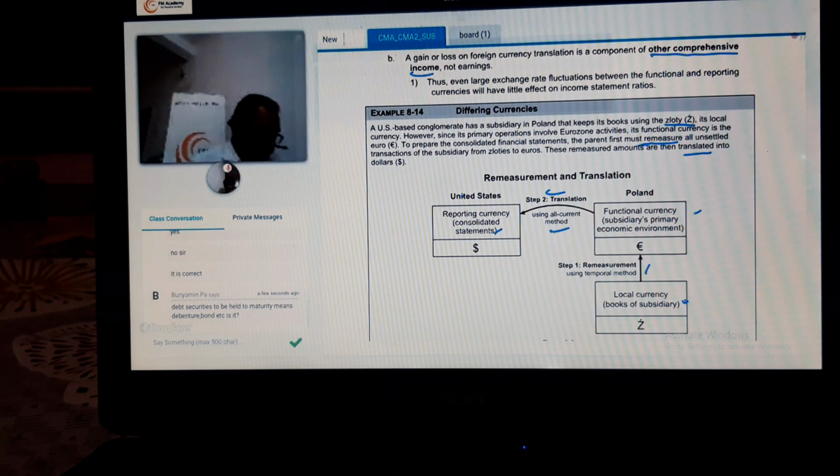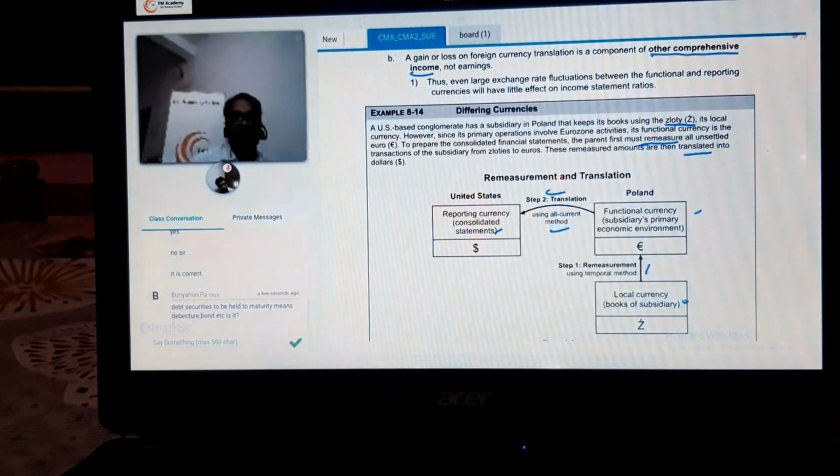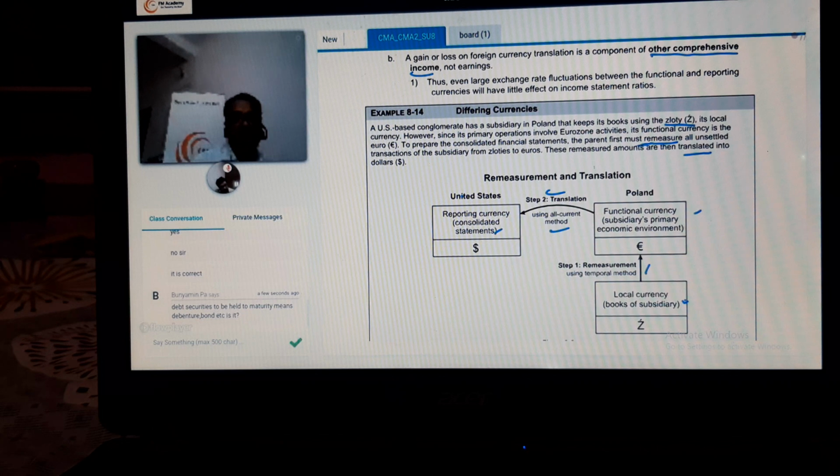Question number 25. A, B, C, D, and E. Publish.